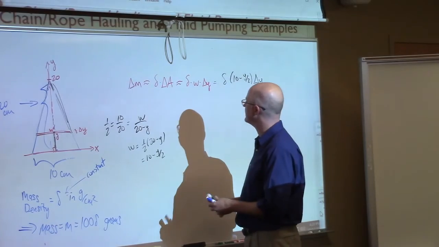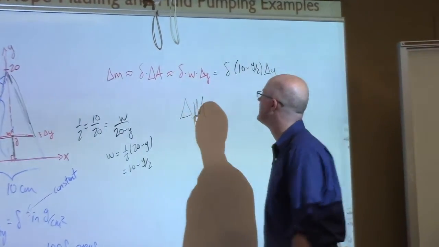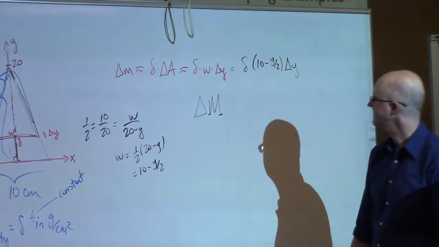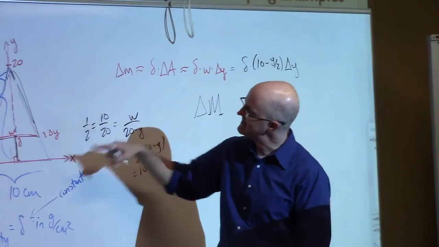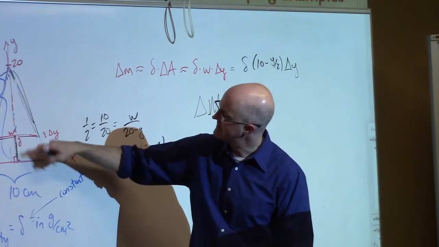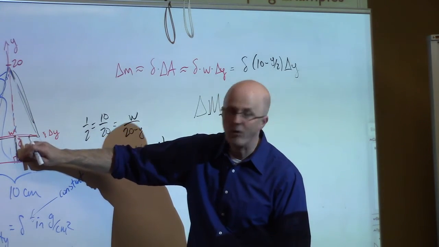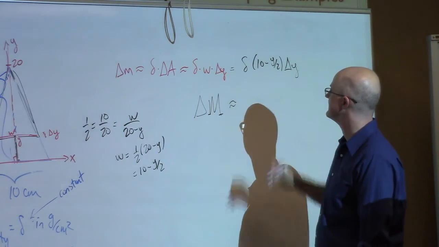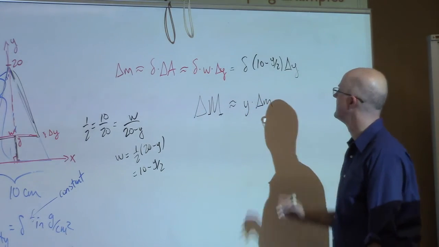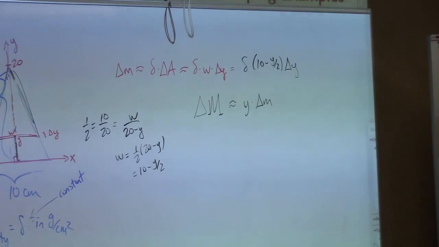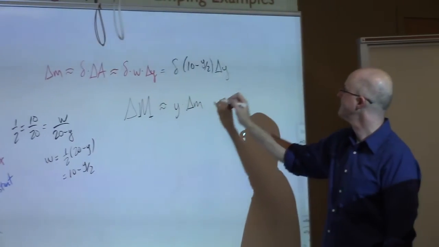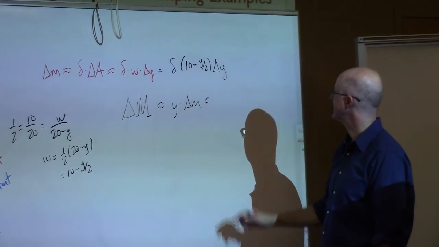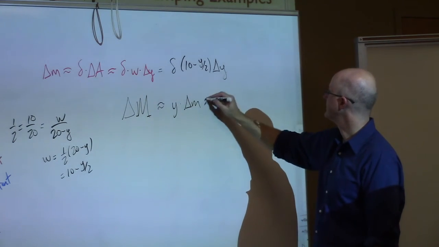Instead, let's focus on the moment. Delta capital M of this thin slice, so capital M, it should be its mass, pretending it's a point particle at that point, times the distance to the origin, or to the x-axis, y. It should be approximately y times delta m, delta little m, and that's it. Since delta little m equals this, I can just multiply this by y to get my approximation for the moment of the thin slice. Let me go ahead and put an approximately equal to here as well.